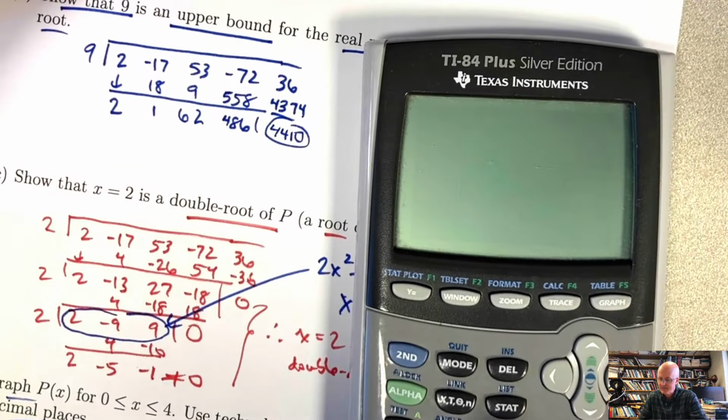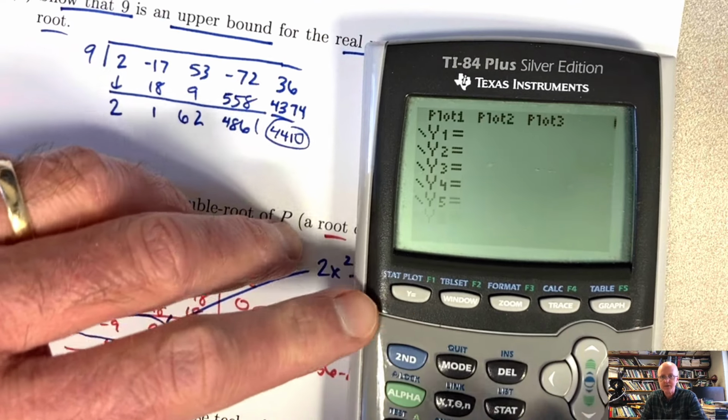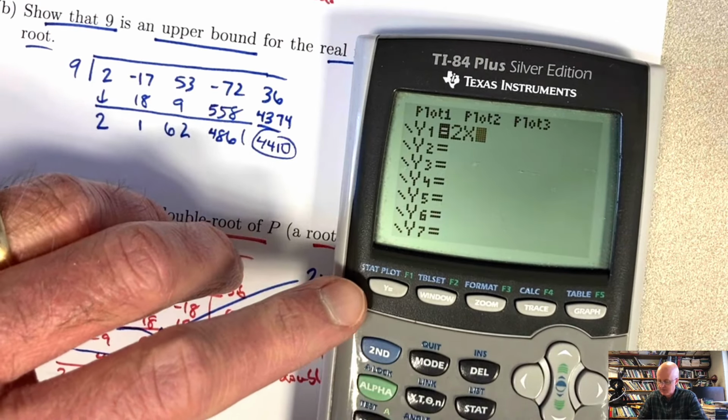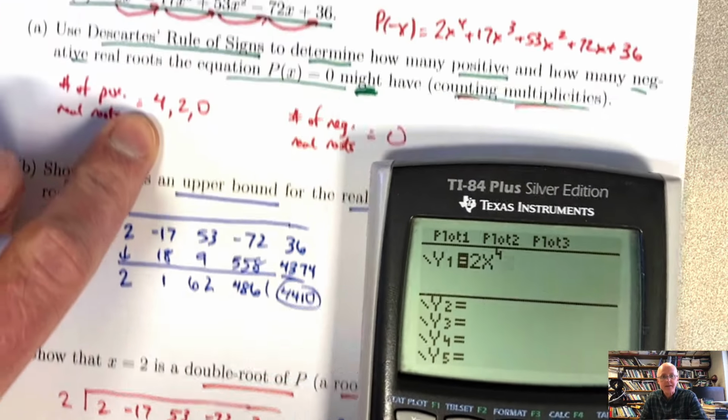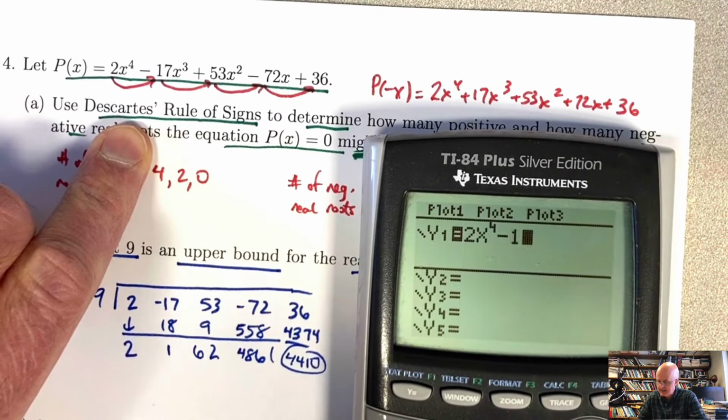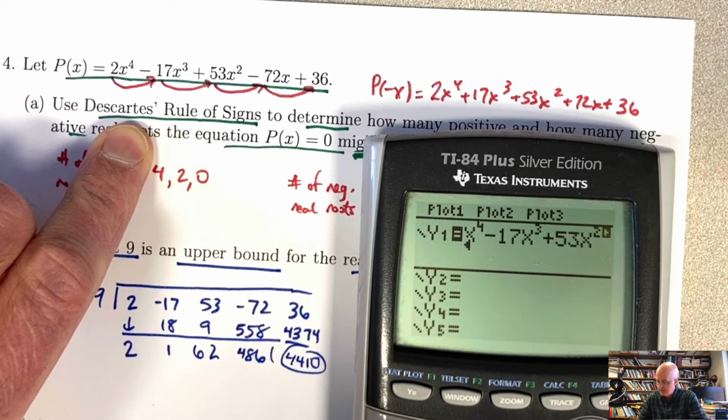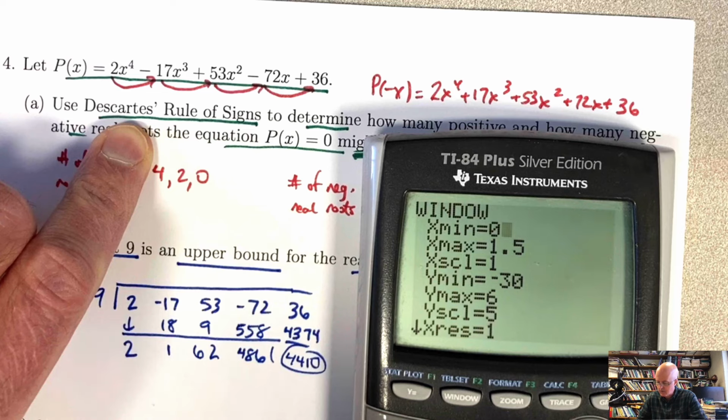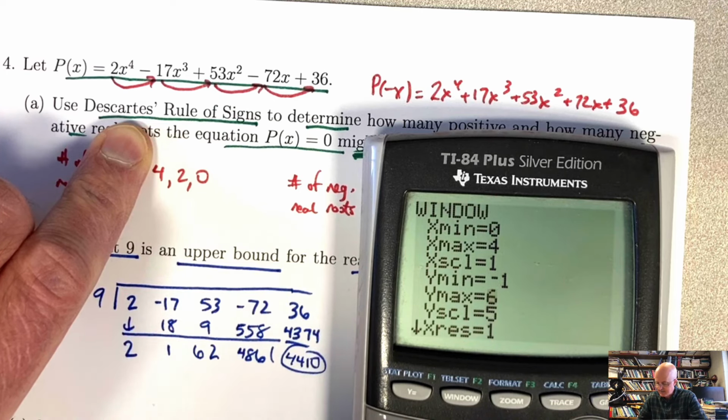Let's see if this is right. So again, go to my y equals screen. 2x to the 4th. Looking at the original function here, minus 17x to the 3rd plus 53x squared minus 72x plus 36. Window, x goes from 0 to 4. Y goes from, let's say, negative 1 up to at least, say, 50 maybe. Let's see what we got here.